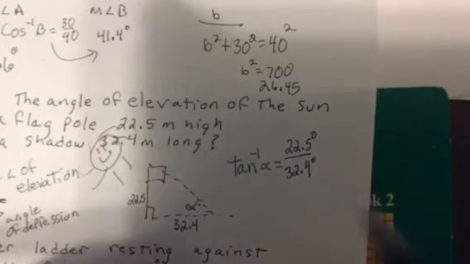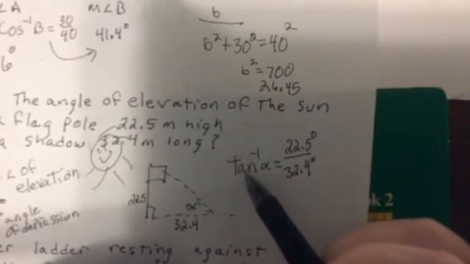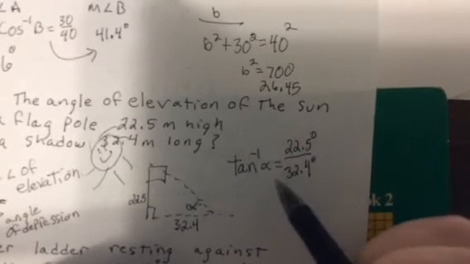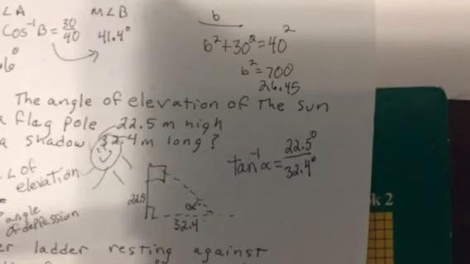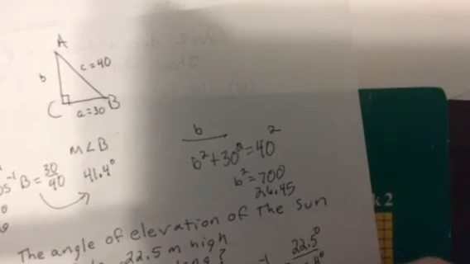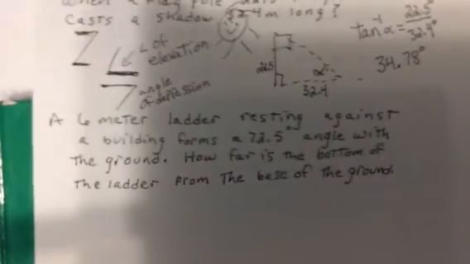So, Desmos, make sure you're in degrees. You would go second tan 22.5 over 32.4. On the old calculator, I actually have to do it in reverse. 22.5 divided by 32.4, hit equals, and then go second tan, and I get 34.77. We'll say 34.78.